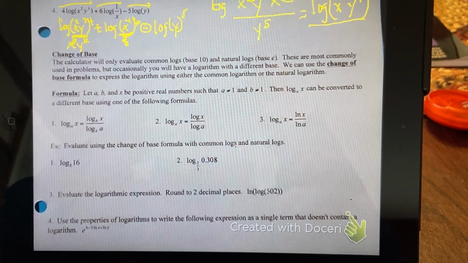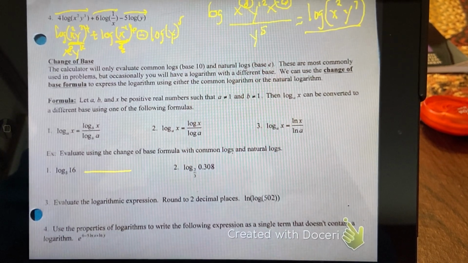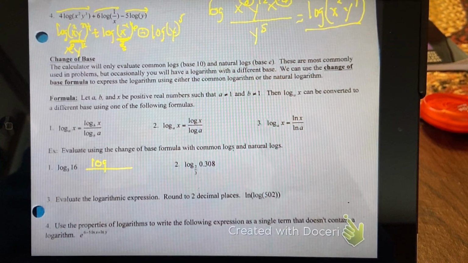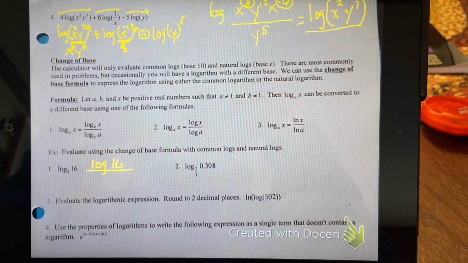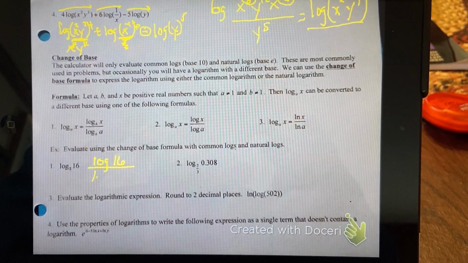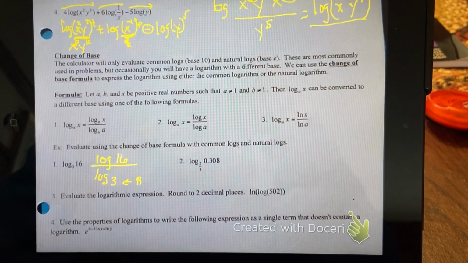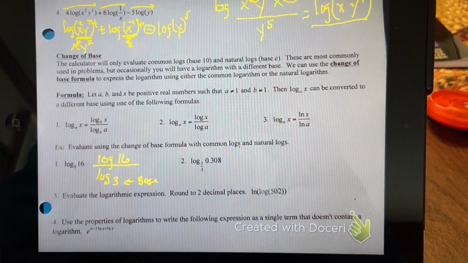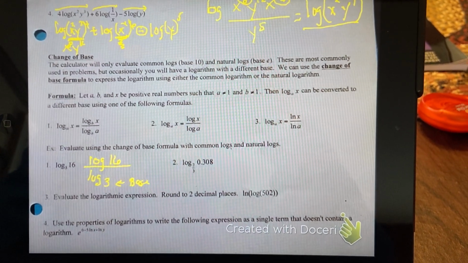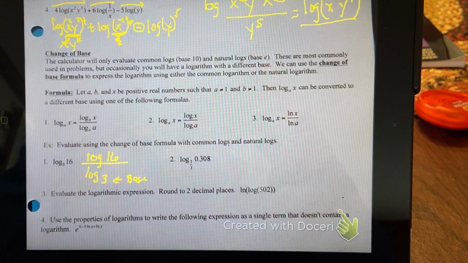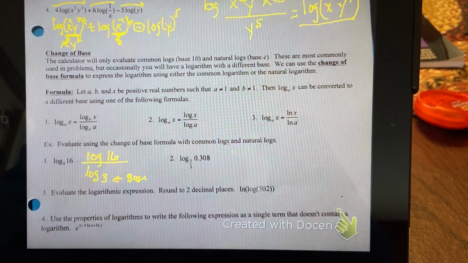Well, this is called the change of base formula. All you do is, in your calculator, split the logarithm up. So this is really log of 16 divided by log of the base. So the base goes on the bottom. Think of it that way. The base belongs on the bottom. So if you did this in your calculator, log of 16 divided by log of 3, enter, you should get what that value should be.